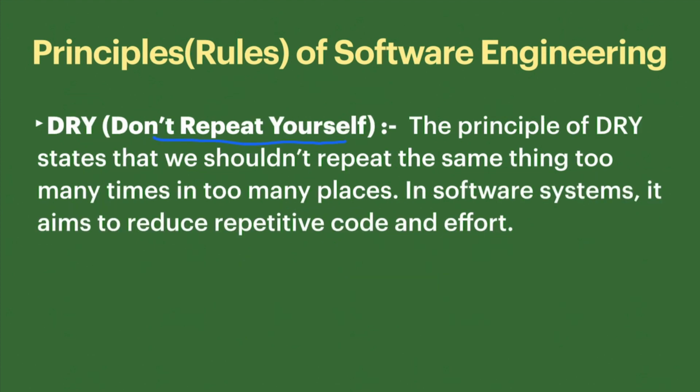Don't repeat yourself. It is called the DRY principle, which says that we should not repeat the same thing too many times in too many places. So a software system aims to reduce repetitive code and effort. So here it means the same code should not be repeated. The DRY principle tells us that the same code should not be used in multiple places. The aim is to reduce repeated code and effort, because if you write the same code in multiple places, it will increase the effort and the time.